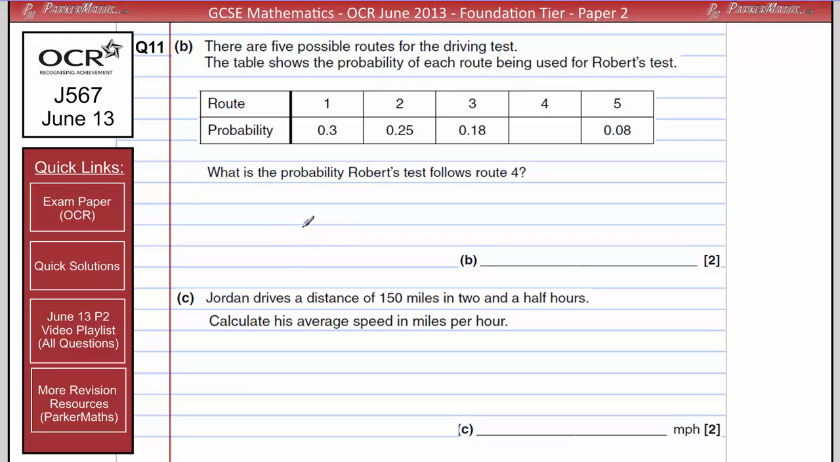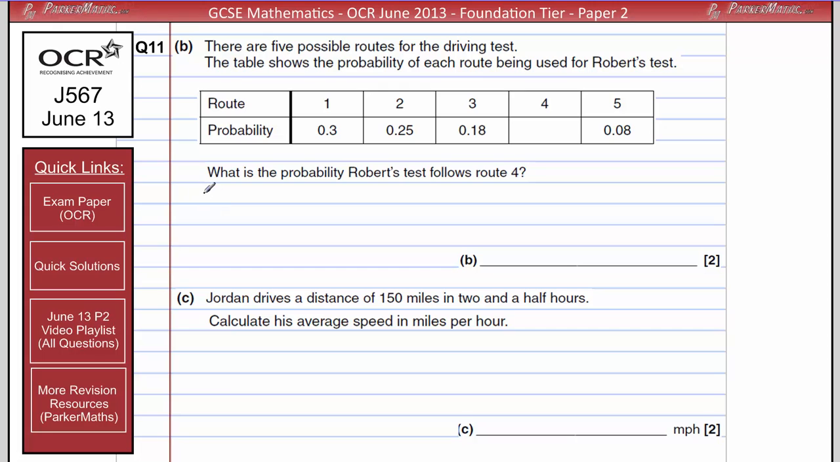Question 11 Part B. There are 5 possible routes for the driving test. The table shows the probability of each route being used for Robert's test, and we've got that in the table here. And we need to find out what is the probability Robert's test follows route 4. So we need to fill in this gap here to do that. And we're going to use the fact that when we add up the probability of all the possible outcomes, so all 5 of these, we would get the answer 1.